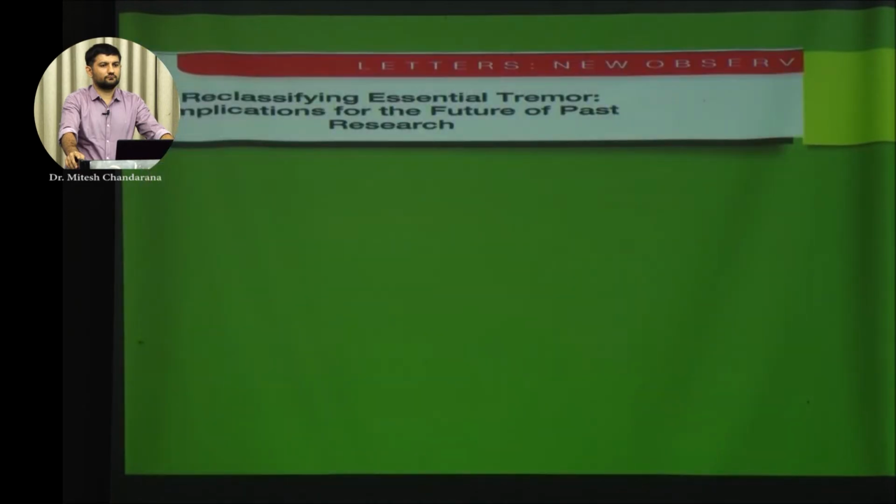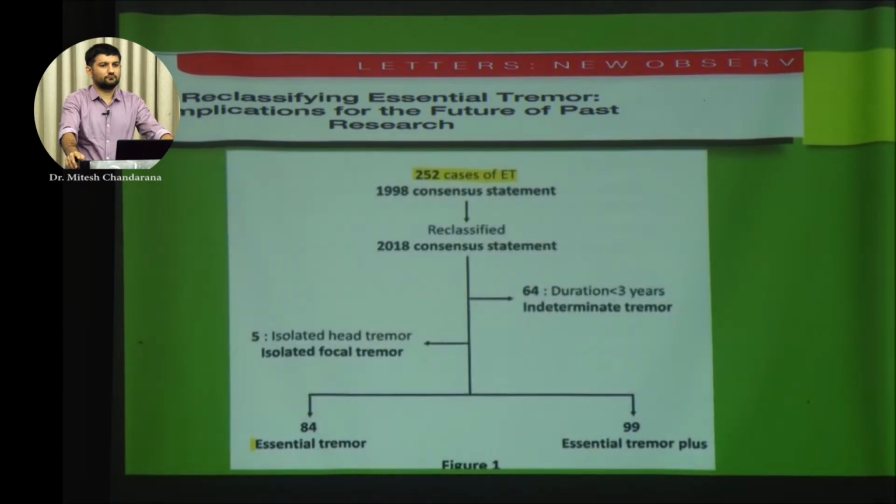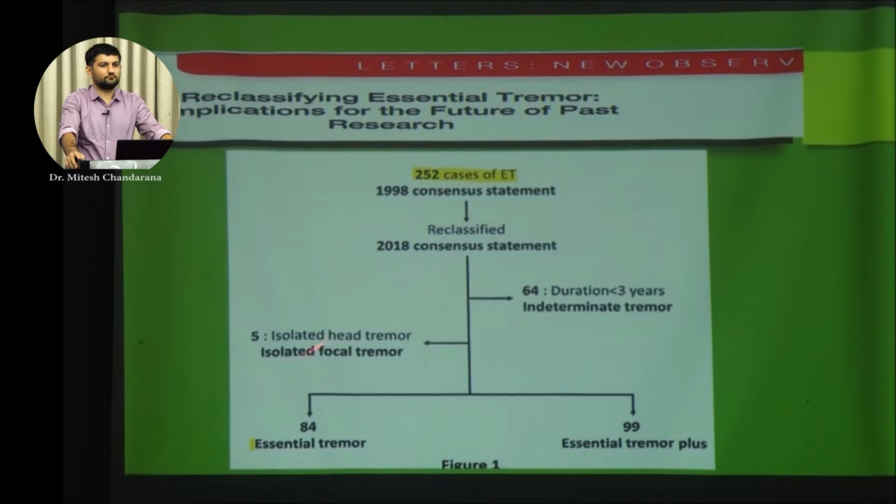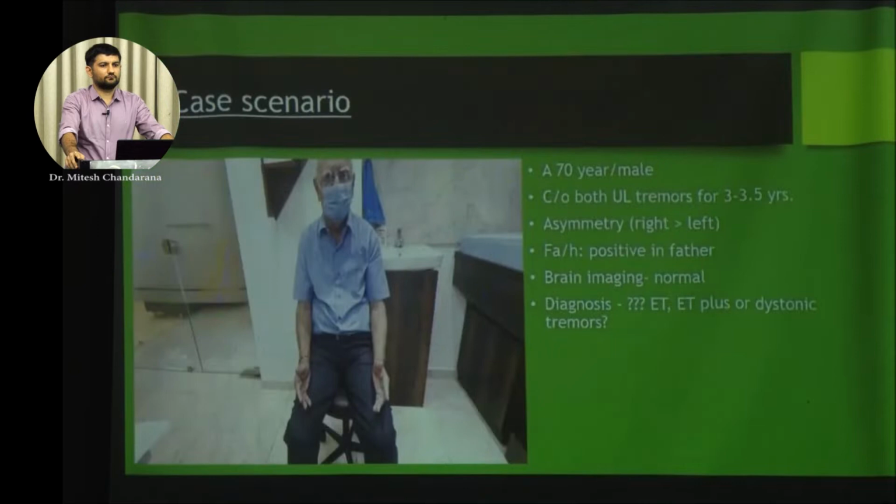And there was another study from India, from Neiman's group. They also tried to reclassify. 252 cases of ET were there according to the older classification. They reclassified according to the newer one. 64 patients were excluded because of indeterminate tremor, because the duration was less than 3 years. Ultimately only 1/3 of patients remained with a primary diagnosis of ET, and ET plus was more common than ET in both studies.